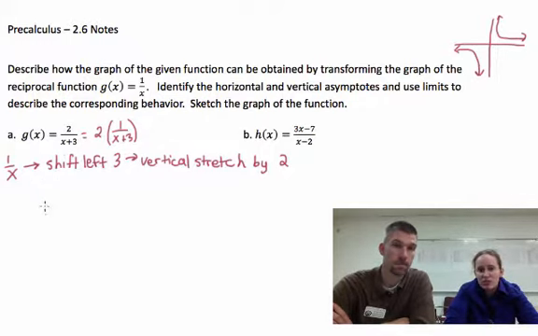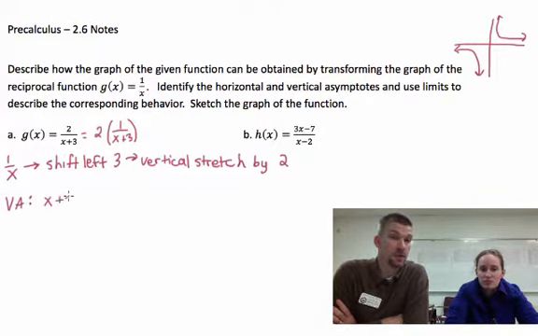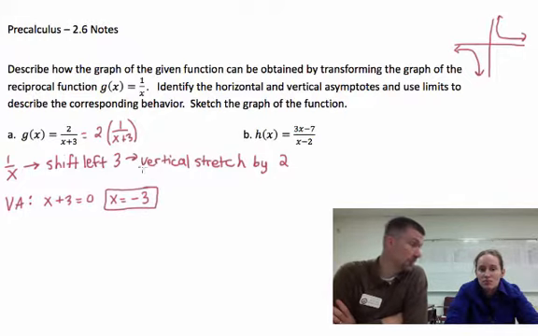Identify the horizontal and vertical asymptotes. So the vertical asymptote, that's easy. That's where the bottom equals 0. So always, that's how we find it: x plus 3 equals 0. If you want to work it out, do it. I usually will ask myself mentally, quietly to myself, what plus 3 equals 0? And you get -3, and that's your vertical asymptote.